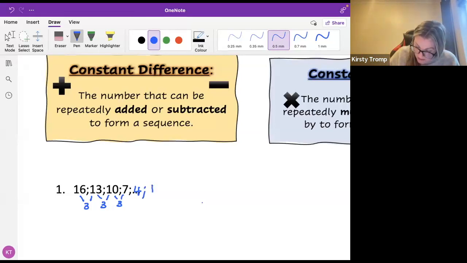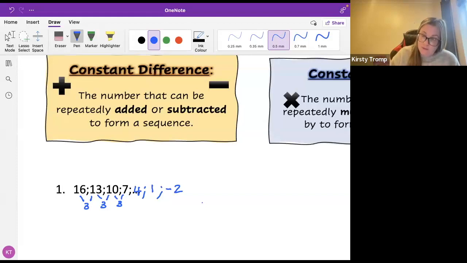4 minus 3 gives me 1. And if I really want to do the next one, 1 minus 3 gives me negative 2. How did I get to negative 2? I used my number line. Go have a look back on our lessons. We're going to have a look how we can find those on YouTube today so that you can find that lesson on integers. All right.